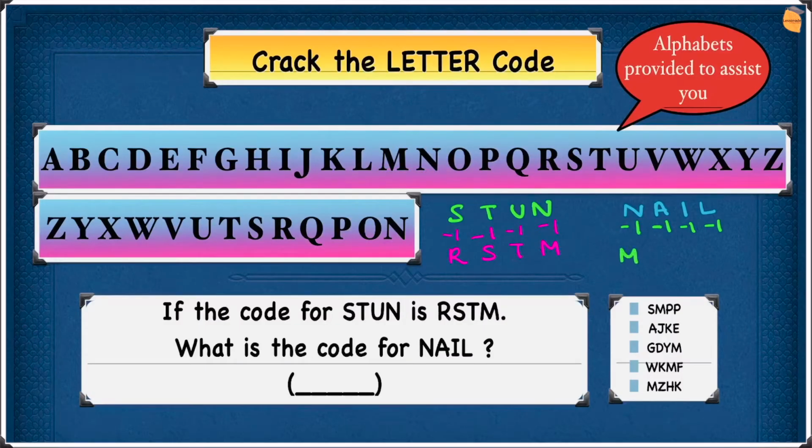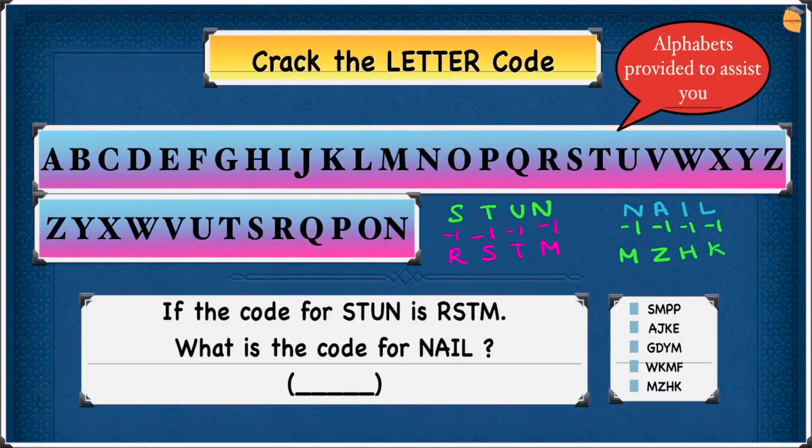So write M. And then we have A. A is over here. For this one, if you're doing -1, since there are no letters behind A, we have to go back to Z. So Z is going to be -1 for A. Now we have I. I is over here. -1 is going to give us H. So write H. And then we finally have L. L is over here. One step backwards, -1, gives us K.